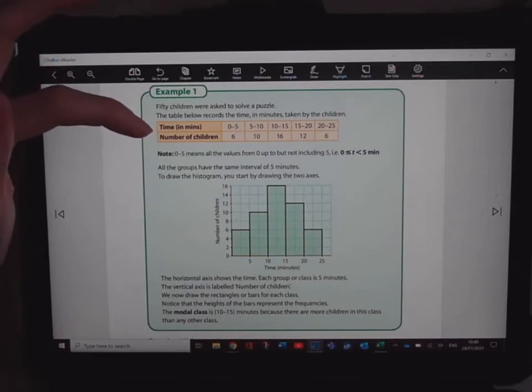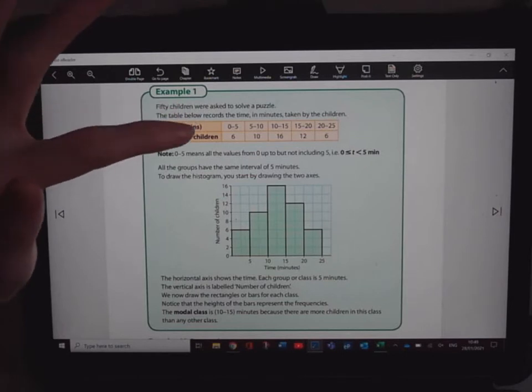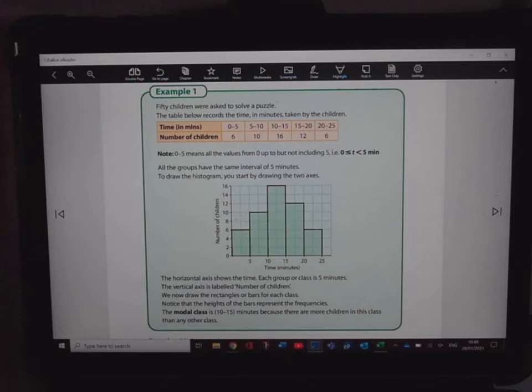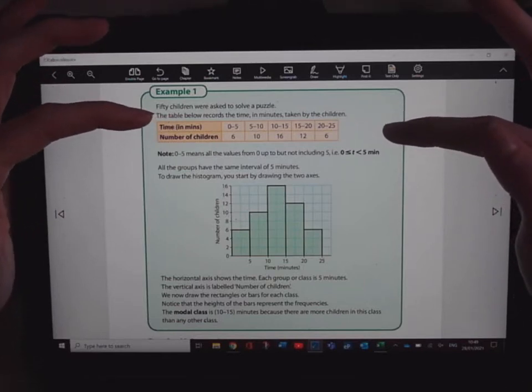So for example, time in minutes: 0 to 5 and then 5 to 10. There's no gap in there. If it was a bar chart, it would be 0 to 5 and then 6 onwards. So there would be a gap. That's how you know whether you're going to do a bar chart or a histogram. If it's continuous, you have 0 to 5, 5 to 10, 10 to 15, and so on.